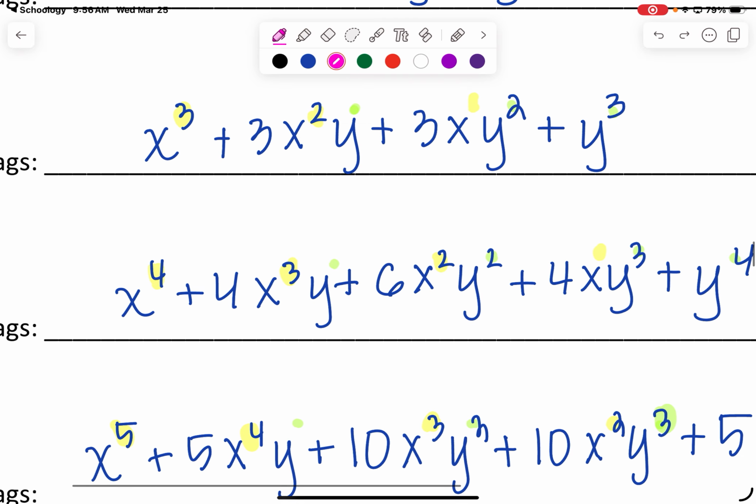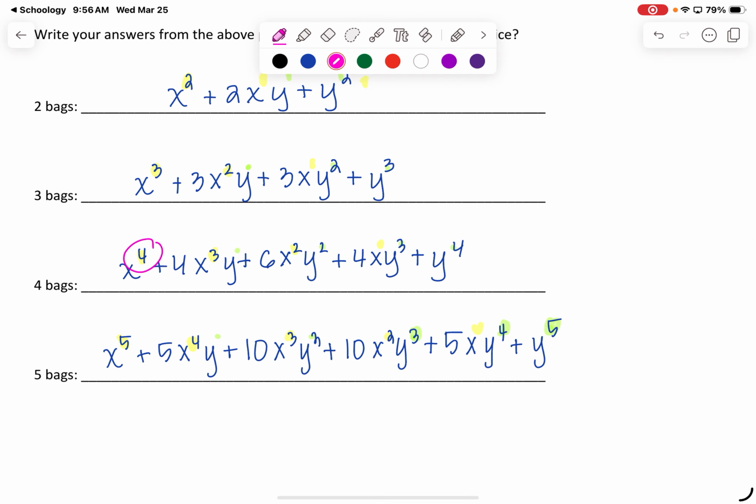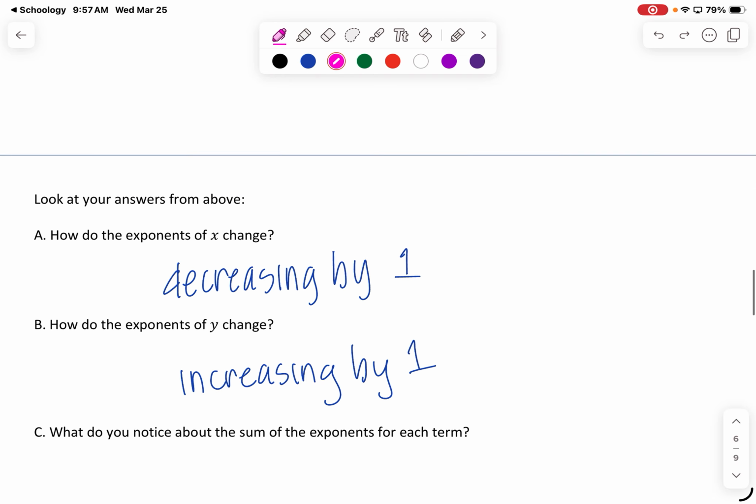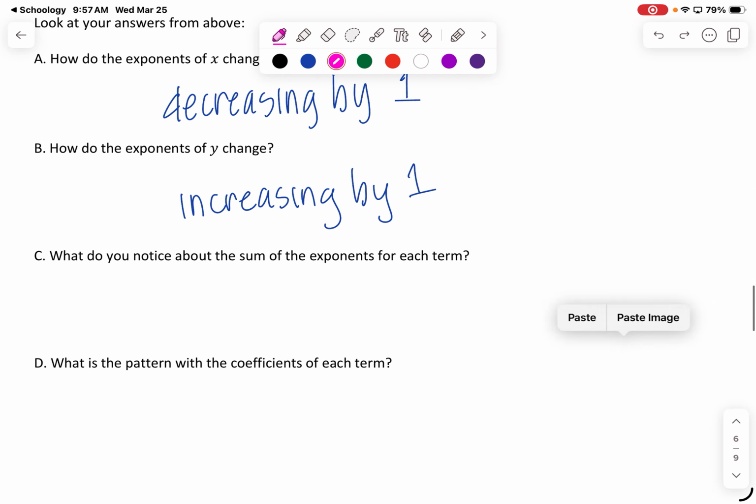4, 4, 4, 4, 4. And then 5, 5, 5, 5, 5, and 5. So the sum of the exponents is equal to the amount of bags there were.